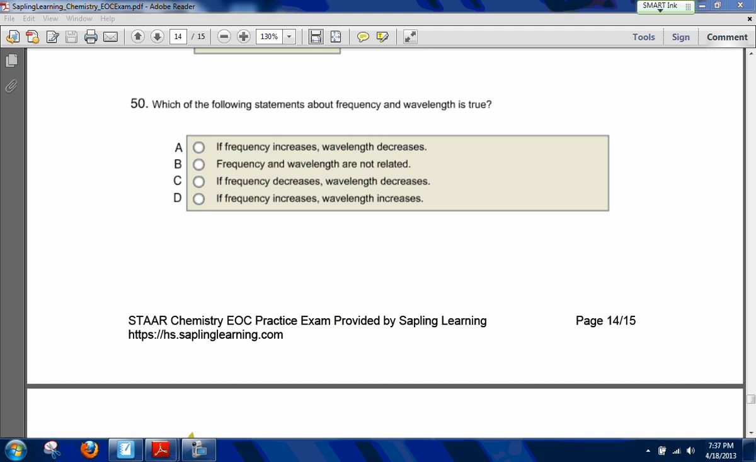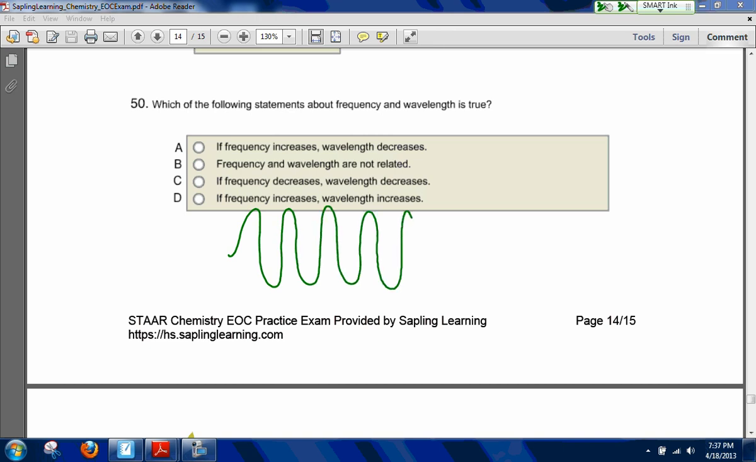Or did we? Frequency increases, my wavelength, the distance from here to here, decreases. So I guess that is true. The answer should be A.